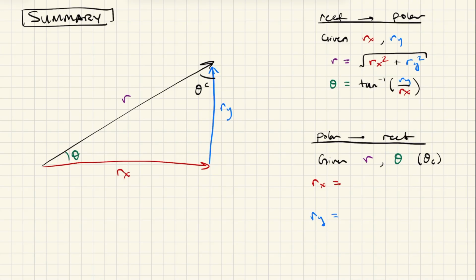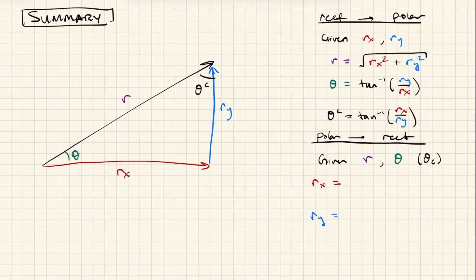Like so. If for some reason you're interested in the complementary angle, theta c, then the opposite and adjacent just switch places. And so now the opposite side is rx, and the adjacent side is ry.